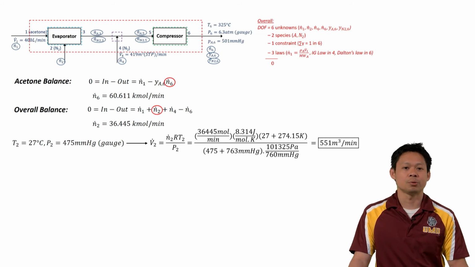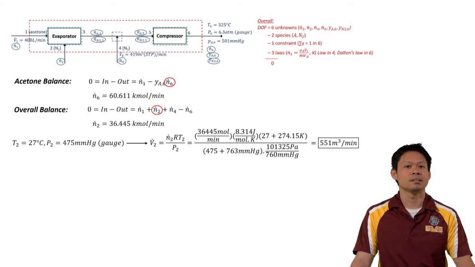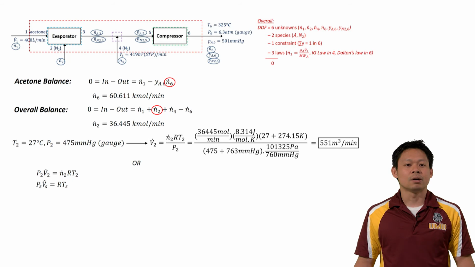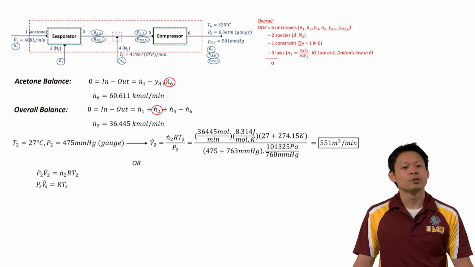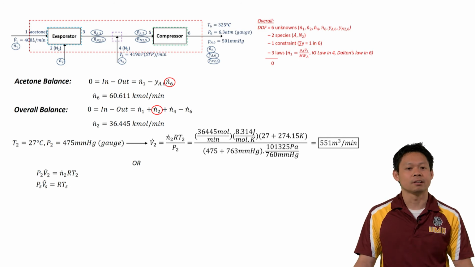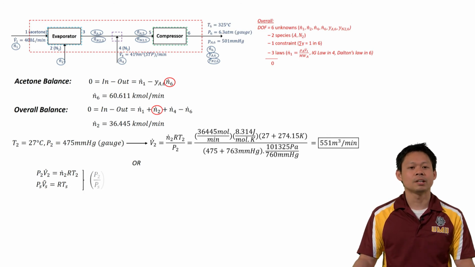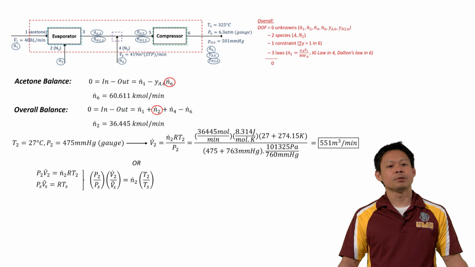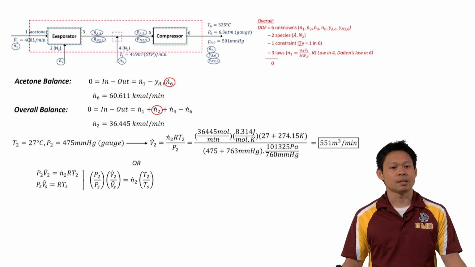Recall that in the previous lecture, we talked about 2 different methods. Another method is the ratio method. So now we have the ideal gas law for our stream 2, and we also have the ideal gas law under standard conditions. What we're going to do now is just take the ratios, and now you can see ratios of pressures and ratios of temperatures.